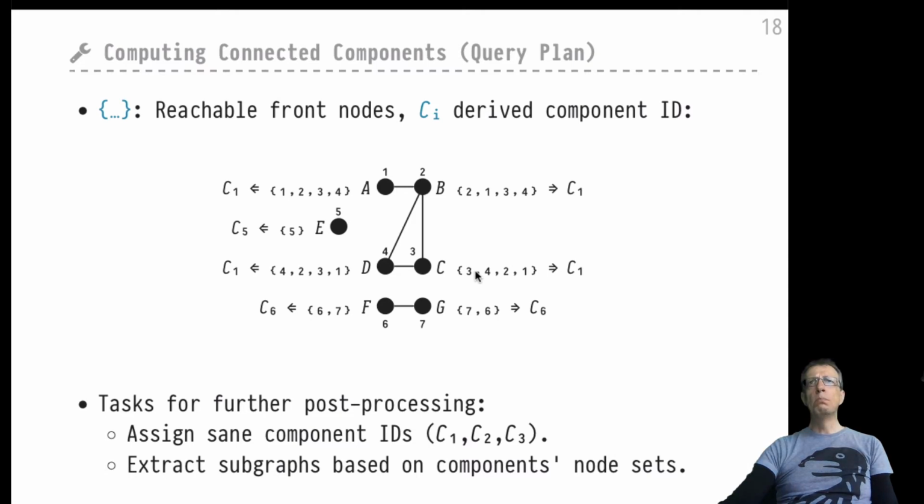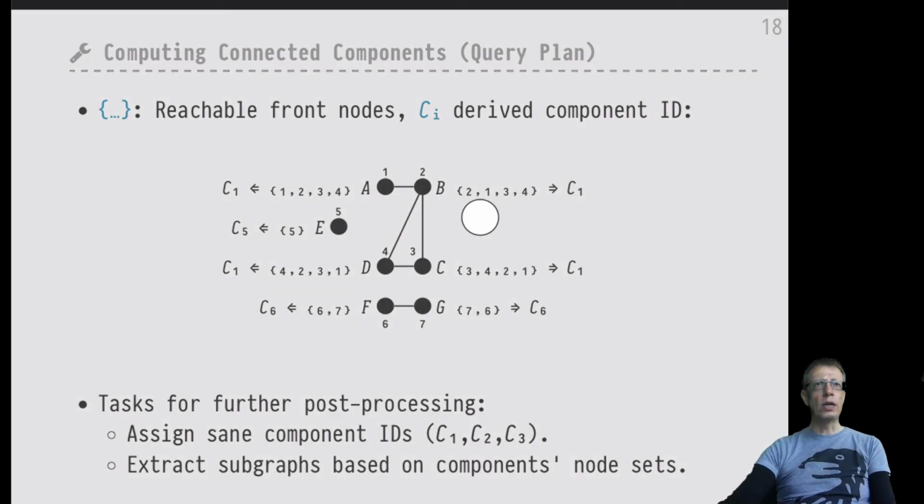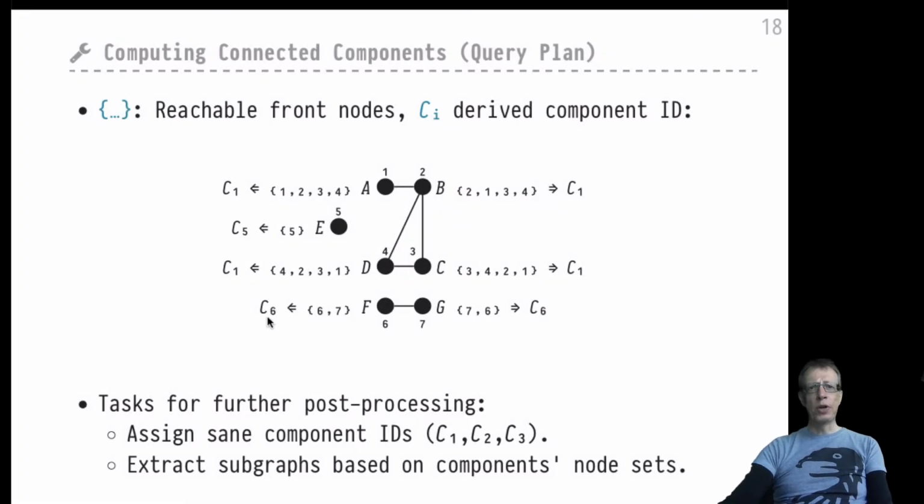We would find the minimum node ID in these node sets and would end up with, of course, 1 here and 1 here and 1 here and so on, and would assign component ID C1 here. Okay, so that's the idea of the second phase of our query plan. Node E can only reach itself and no other further node. So this is the minimum ID. So node E lives in C5 here, and F and G live in C6. Well, the numbering here is a bit unfortunate. We would end up with components C1 and C5 and C6.